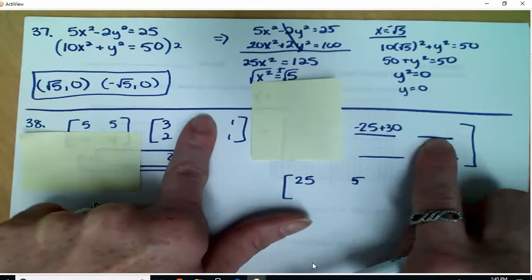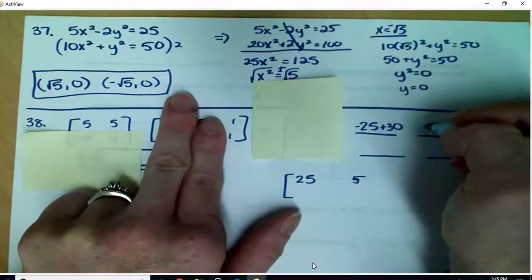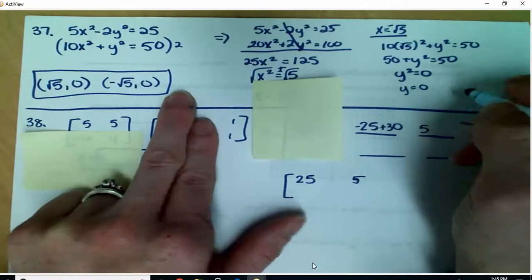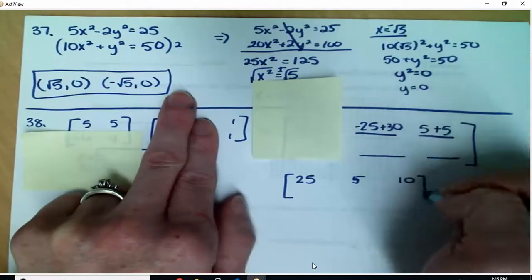Row 1, column 3. So row 1 times column 3. So 5 times 1 is 5. And 5 times 1 is 5. 5 plus 5 is 10.